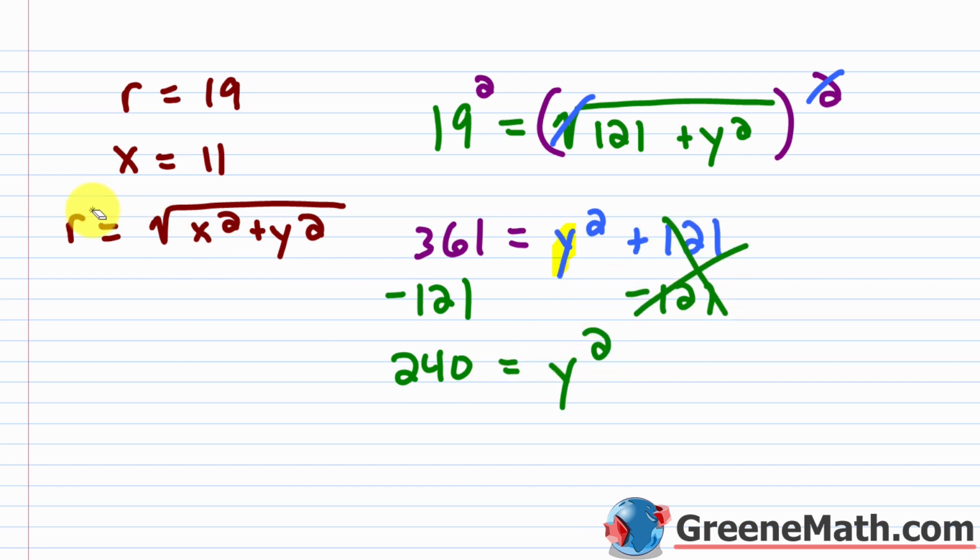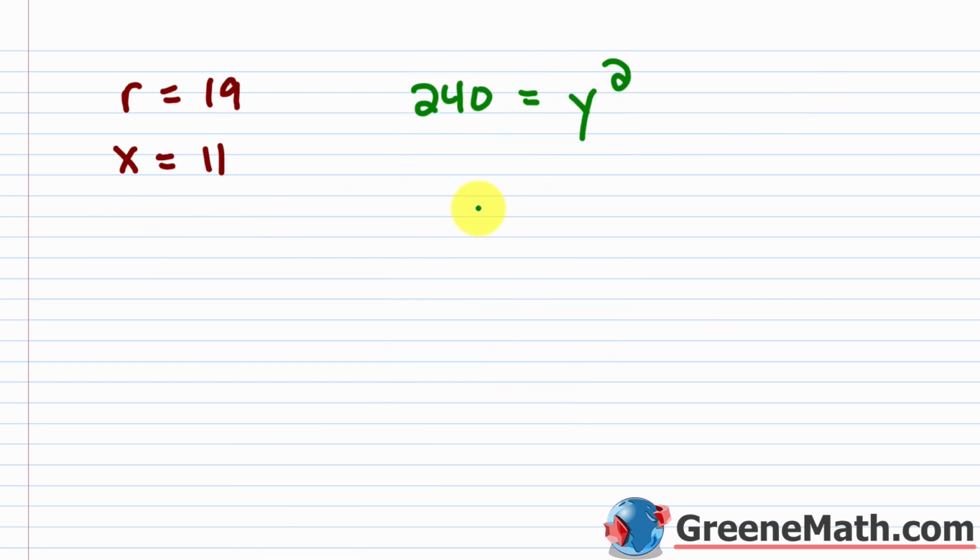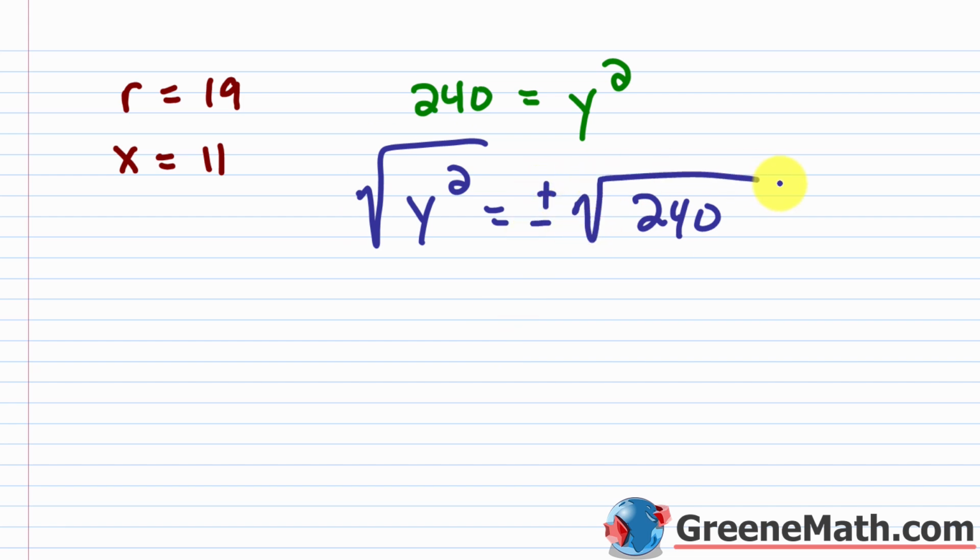So let me erase all of this, and I'm going to also flip the order around and put y squared on the left and 240 on the right. Again, that doesn't matter. That's just a personal preference. What I'm going to do, let me just scooch this down a little bit. I'll just write this over here because we need some room. I'm going to take the square root of this side, and I'm going to go plus or minus the square root of this side.